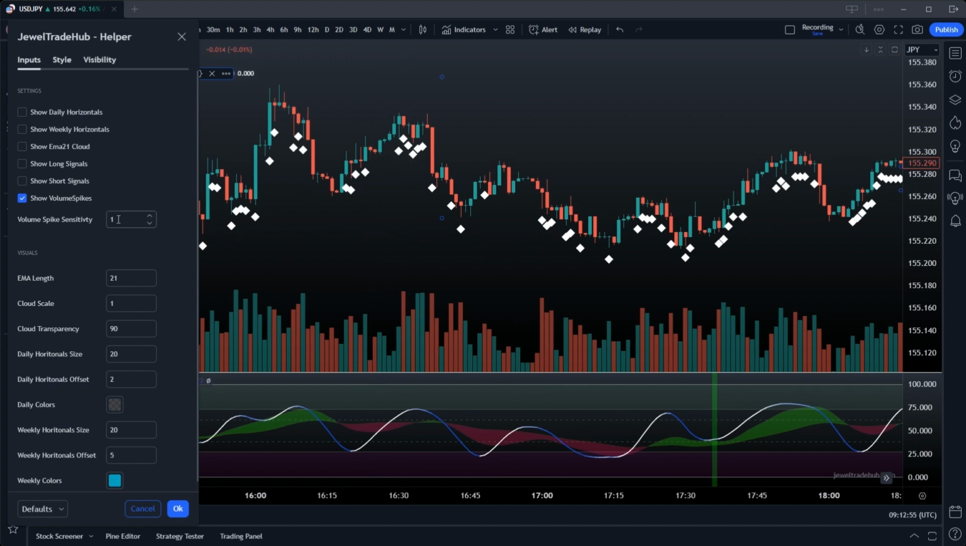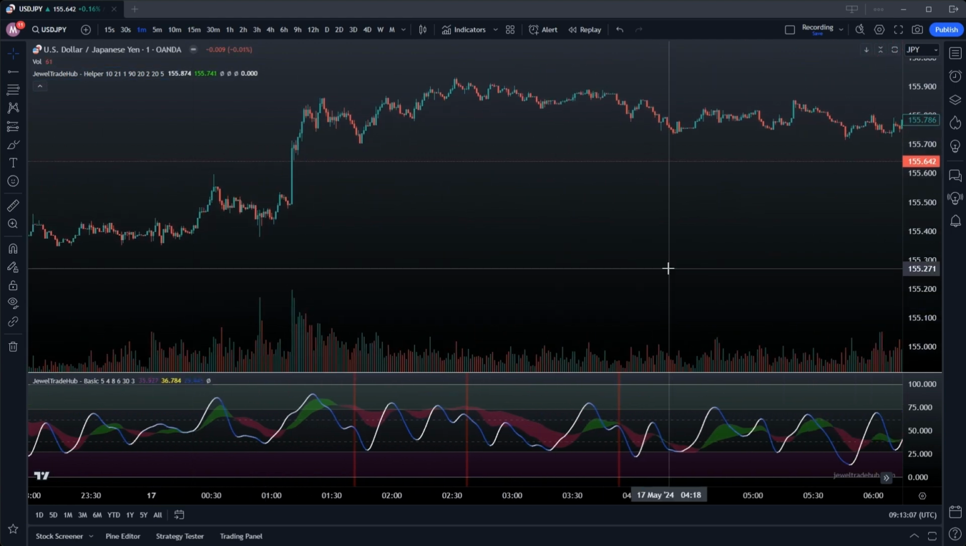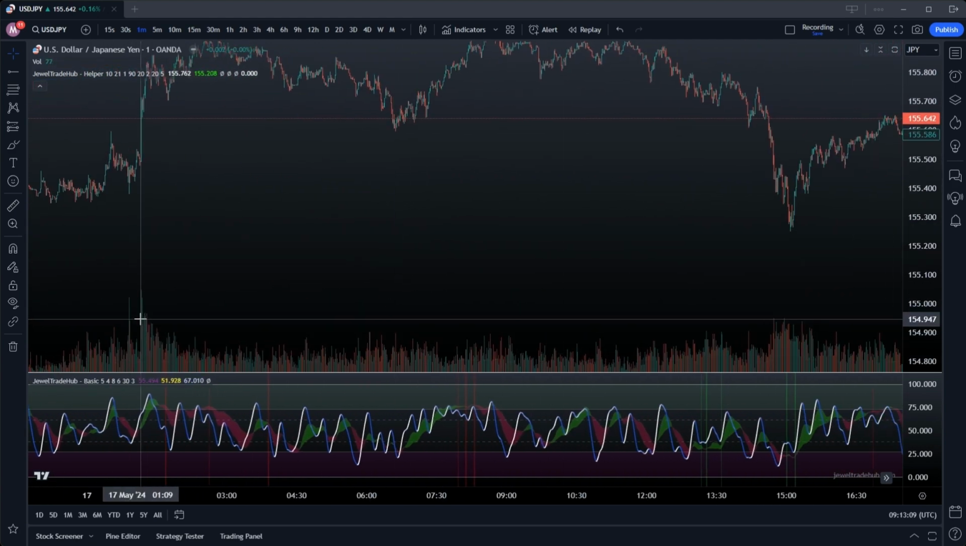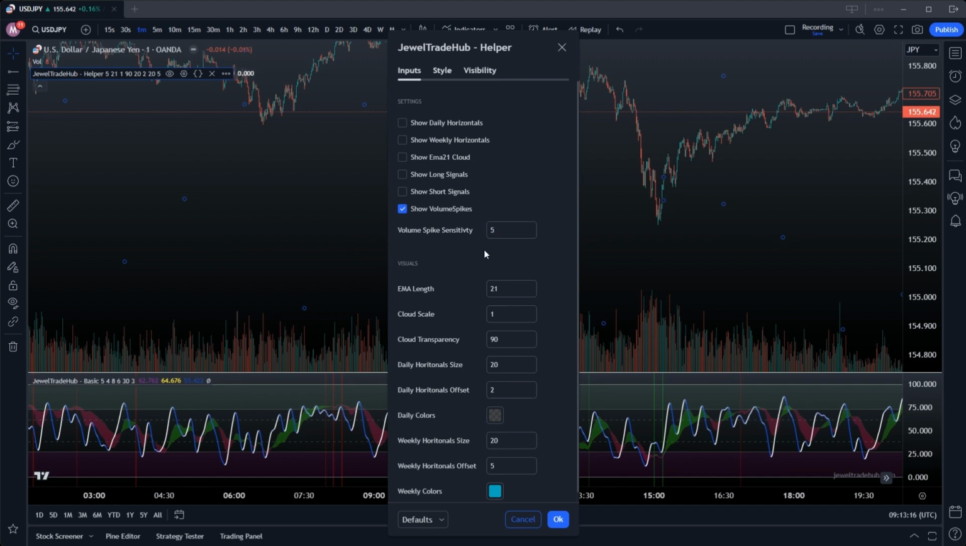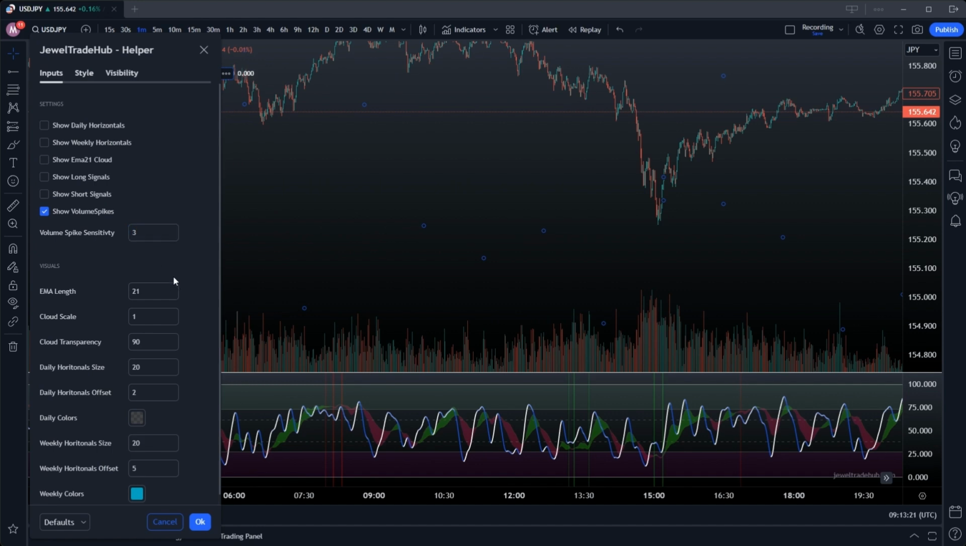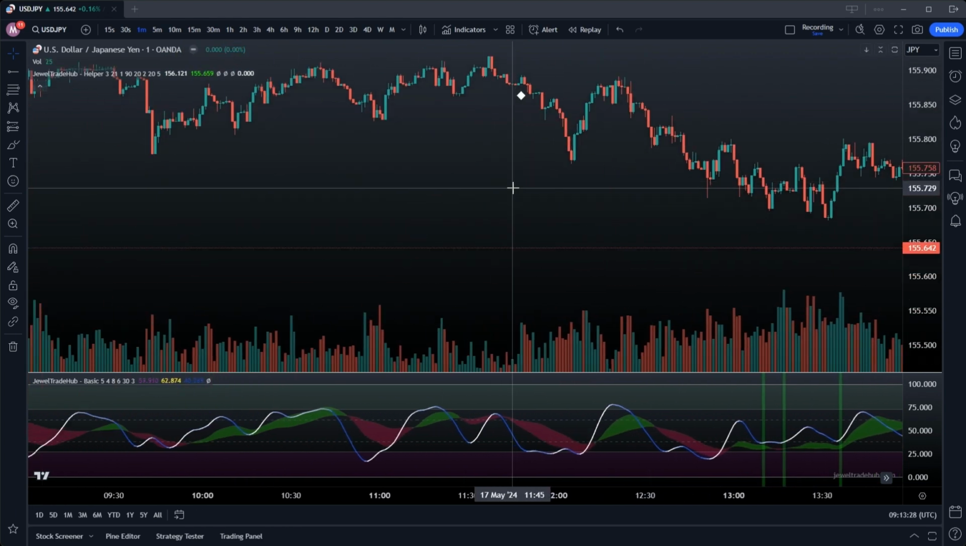So of course, as you can see, the 1 is very sensitive, and that makes it pretty much useless. Whereas the 10 would be pretty much useless too. The helper is basically waiting for a volume bar to be 10 times bigger than the past 5, and so that makes it entirely useless. So it's up to you to find the default sensitivity that works best for you, and again it depends a lot on the asset that you're trading and the time frame that you are looking at.